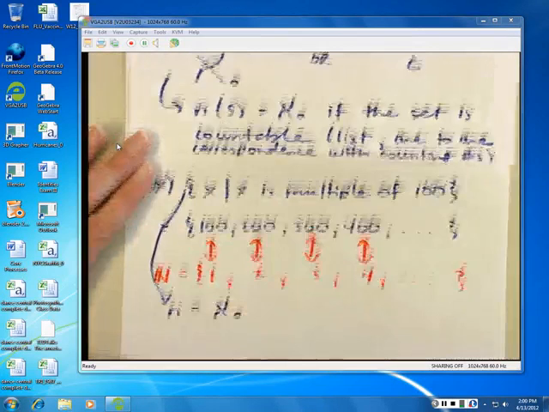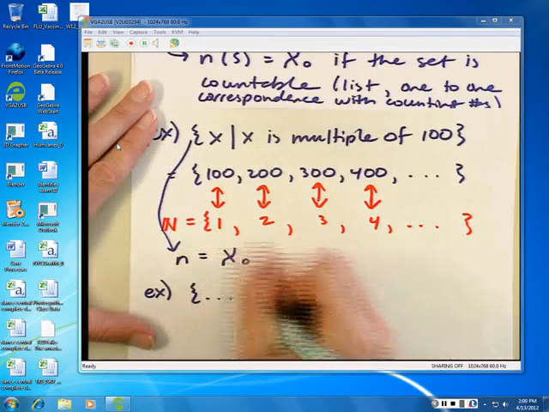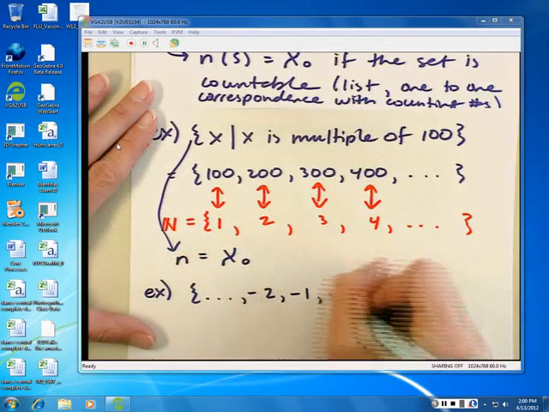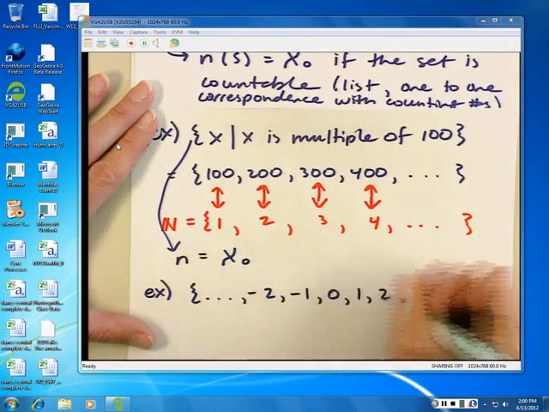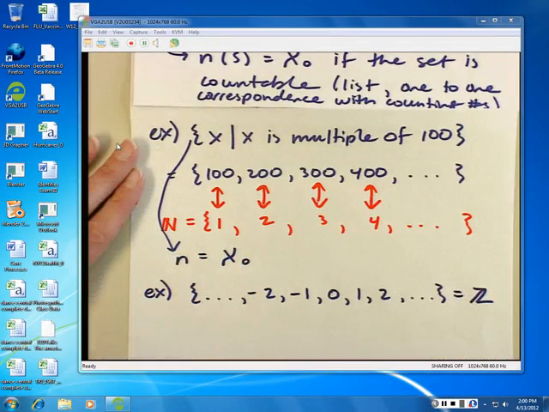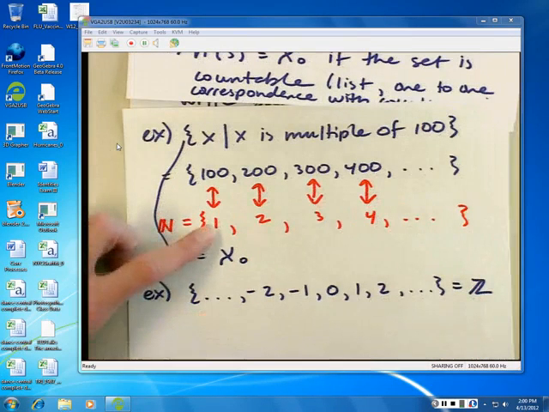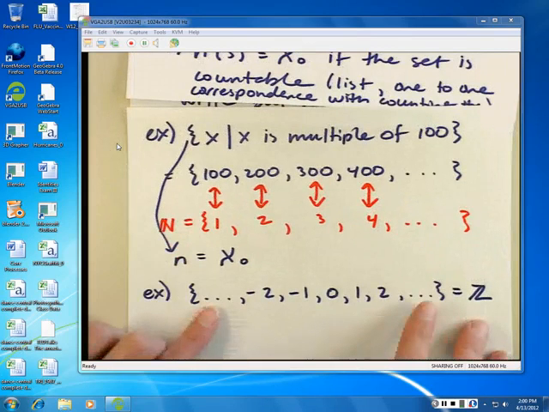Okay, second example. Let's look at the integers. The integers, dot, dot, dot, -2, -1, 0, 1, 2, dot, dot, dot. And we use a capital Z with a double bar to represent the integers. Well, in this form, I really can't do a 1-to-1 correspondence with the counting numbers because the counting numbers have a starting place. The way that I have it listed here, I don't have a starting place or an ending place because I go forever in the negative direction and forever in the positive direction.